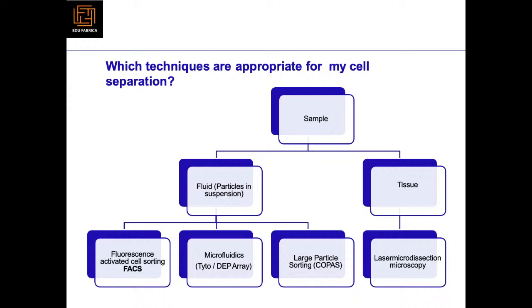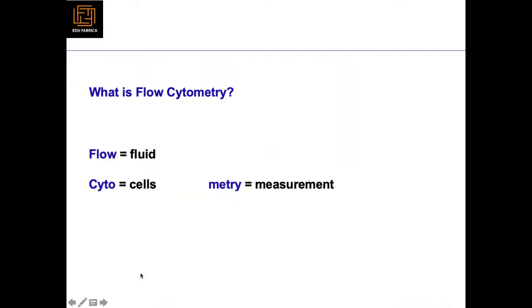So which techniques are appropriate for my cell separations? There are two types. One is for tissue, one for fluid particles and suspensions. For tissues, you can go for laser microdissection microscopy. For fluids, you can go for FACS, that is fluorescence activated cell sorting, microfluidics, or large particle sorting. This one is the best. We will discuss FACS.